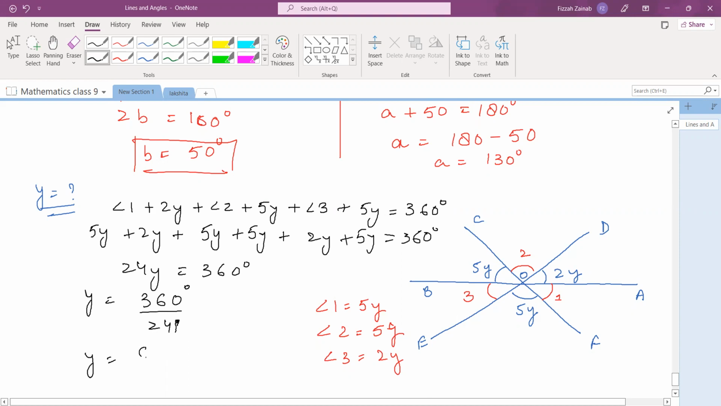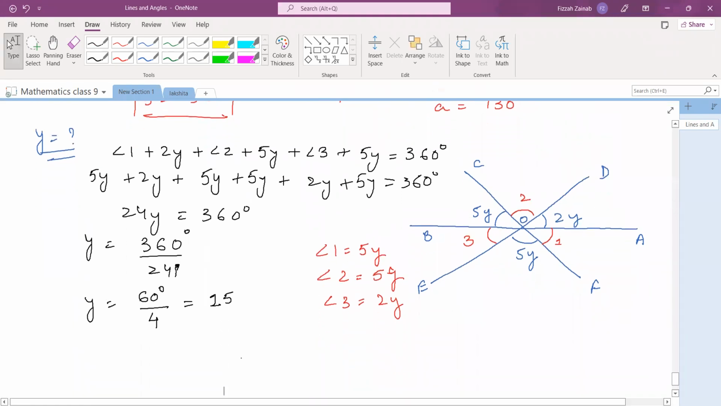So 6 into 6 is 36, then 60, and then 6 into 4. So I have 60 by 4, and then divided by 4. So 4 into 1 is 4, 15, 20, then 5. Yeah, y is equal to 15. Clear? So that's how you apply the two theorems.